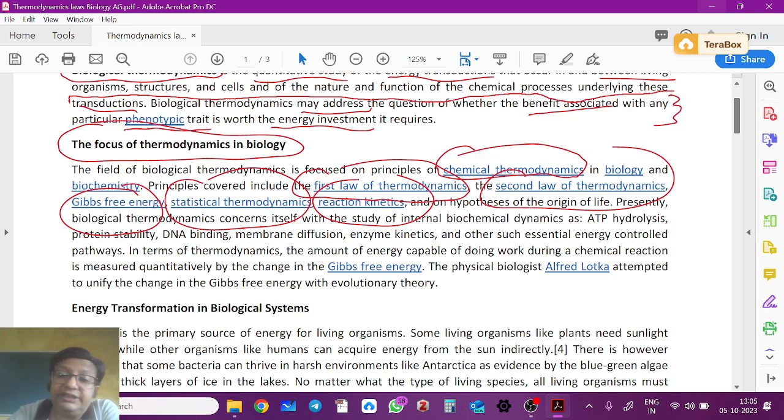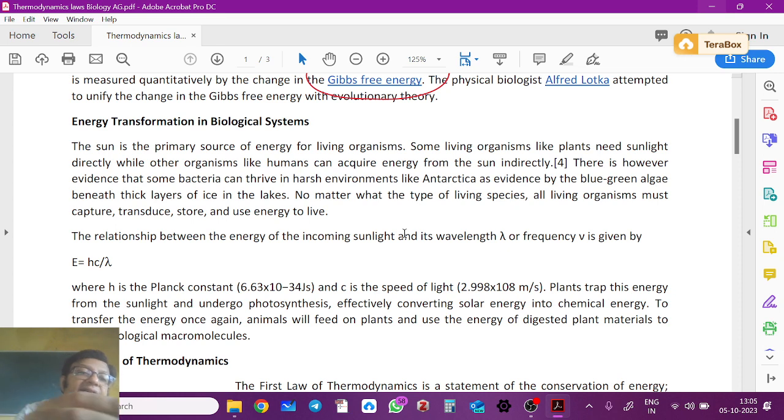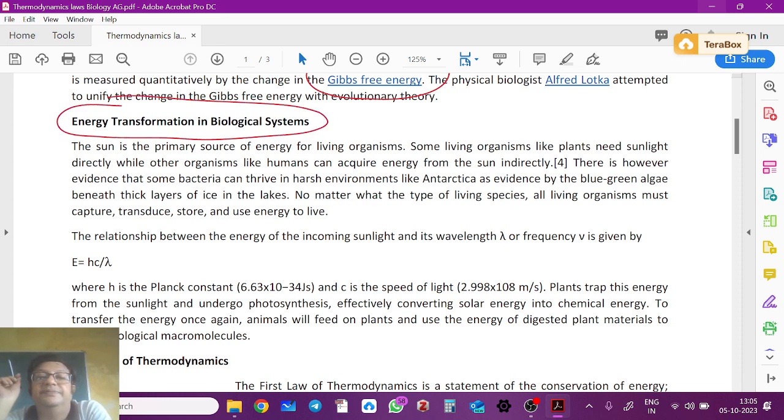And I've told you what is Gibbs free energy. It is the energy which is present in a molecule. It can be high, it can be low. The next thing which you need to study is energy transformation in biological systems.